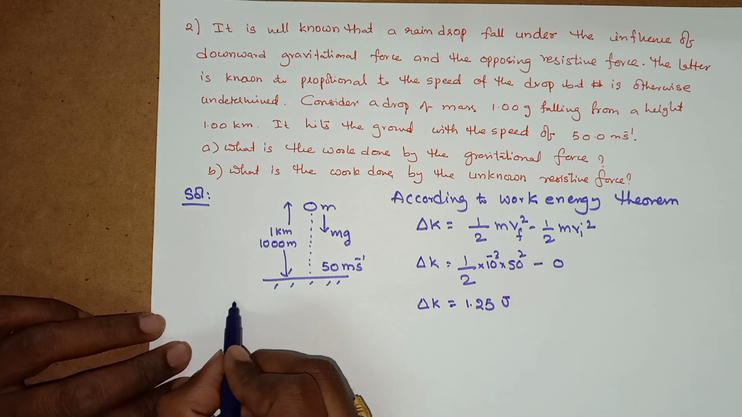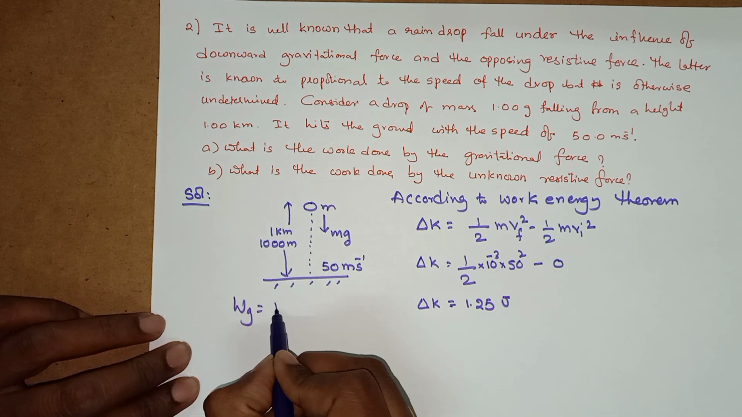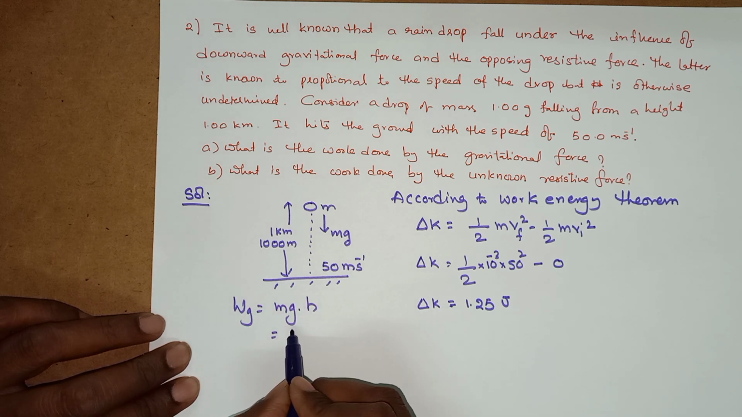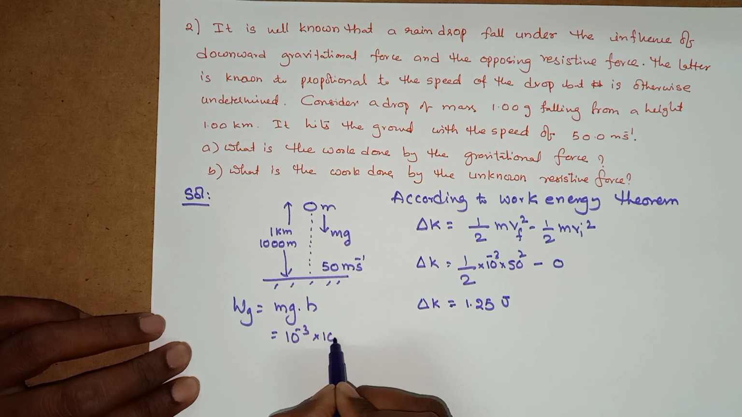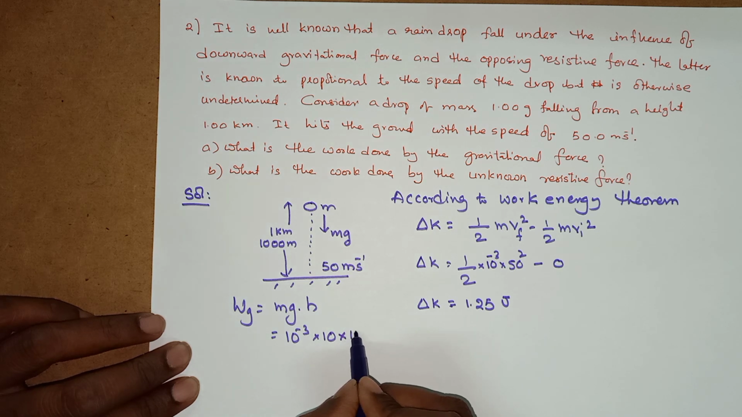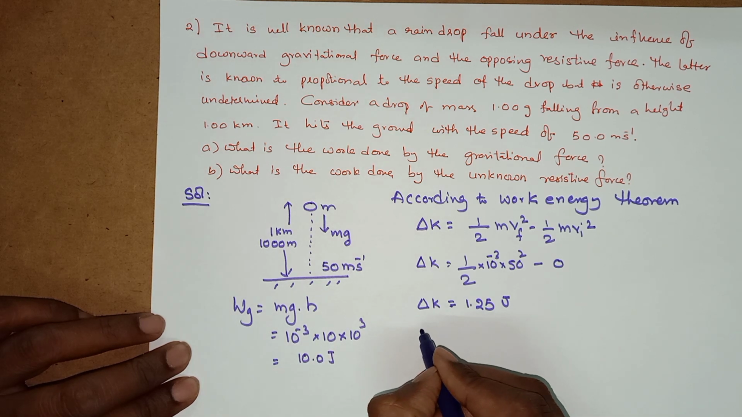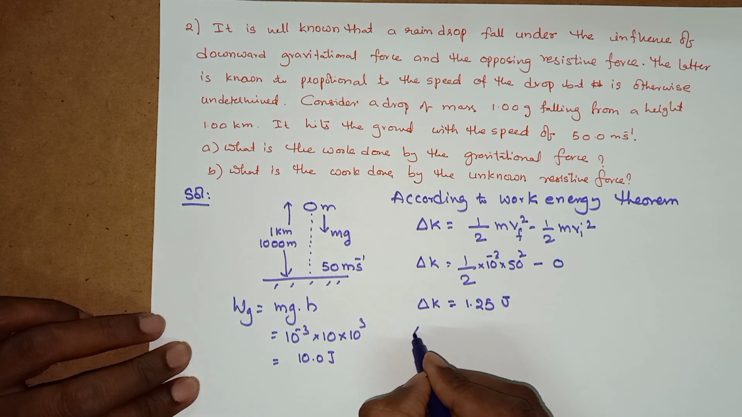Now what is the work done by gravity? Wg is equal to downward force mg into h. m is 10 power minus 3, the acceleration due to gravity is 10, and the height is 1000 meters, 10 power 3, which is again 10.0 joules.